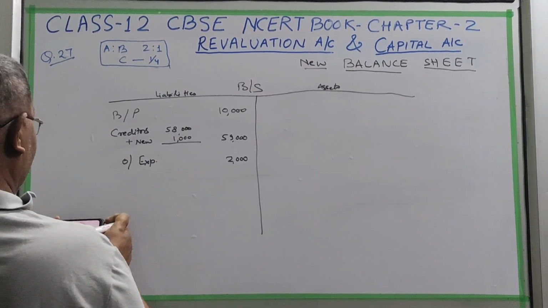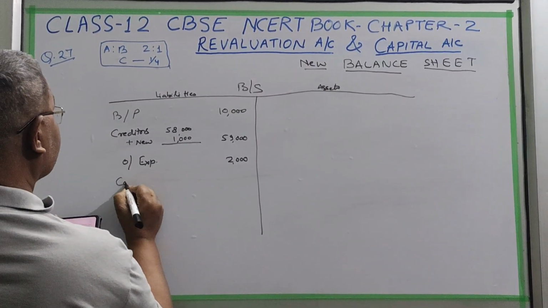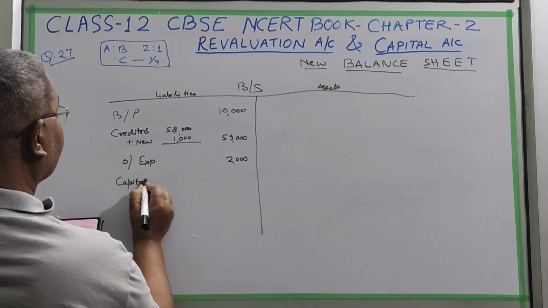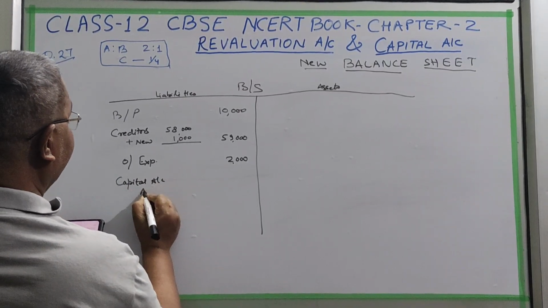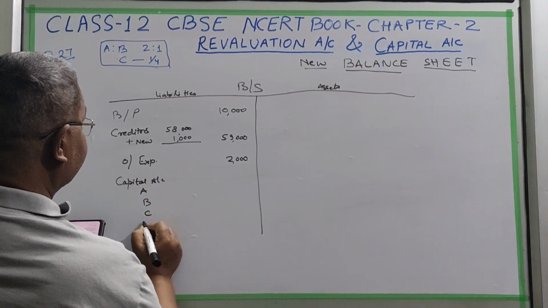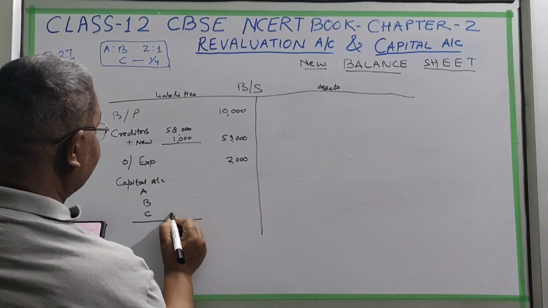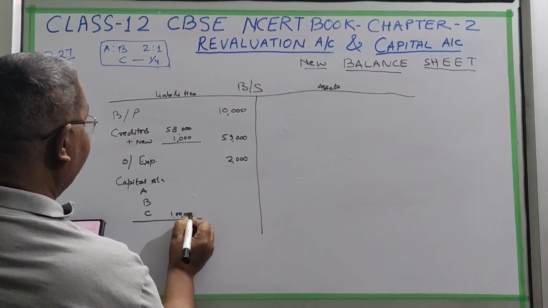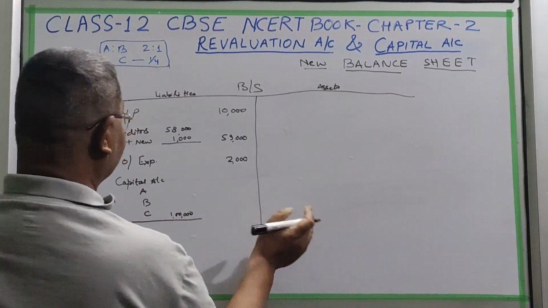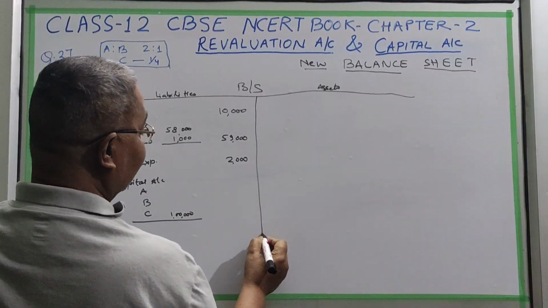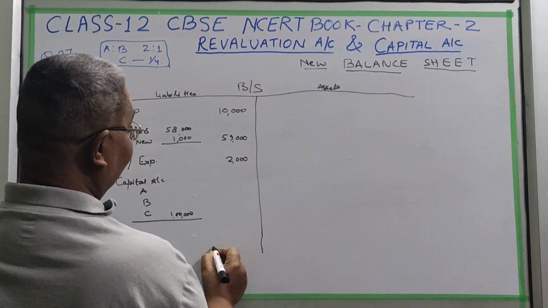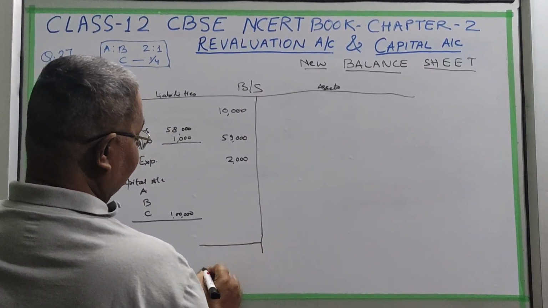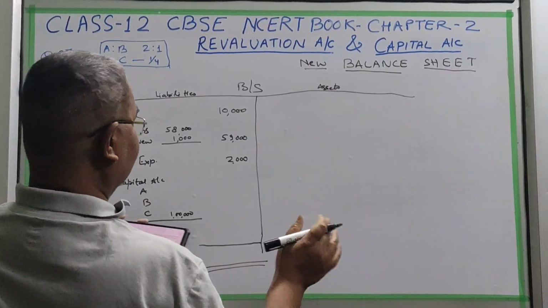So now capital account will come. Capital account A, B and C will come. C is capital account 1 lakh. A and B we have calculated, but we have cleaned it, so that figure is not available. Okay, I will do something.